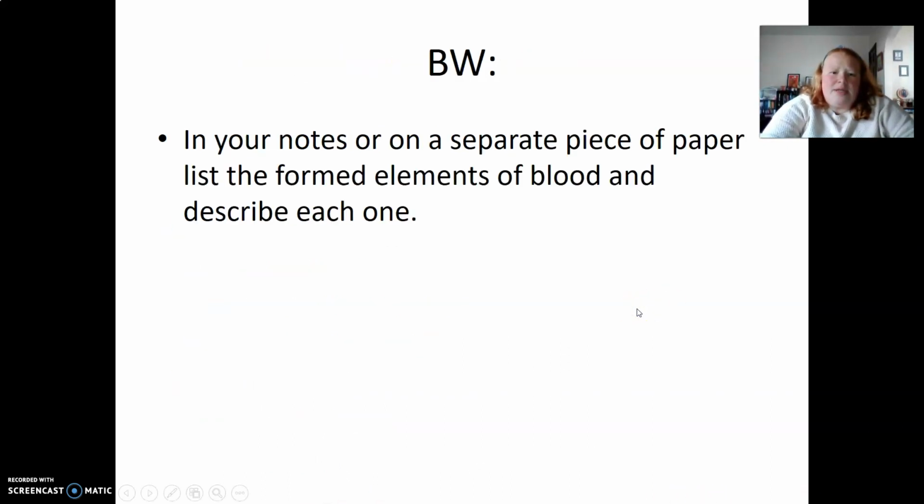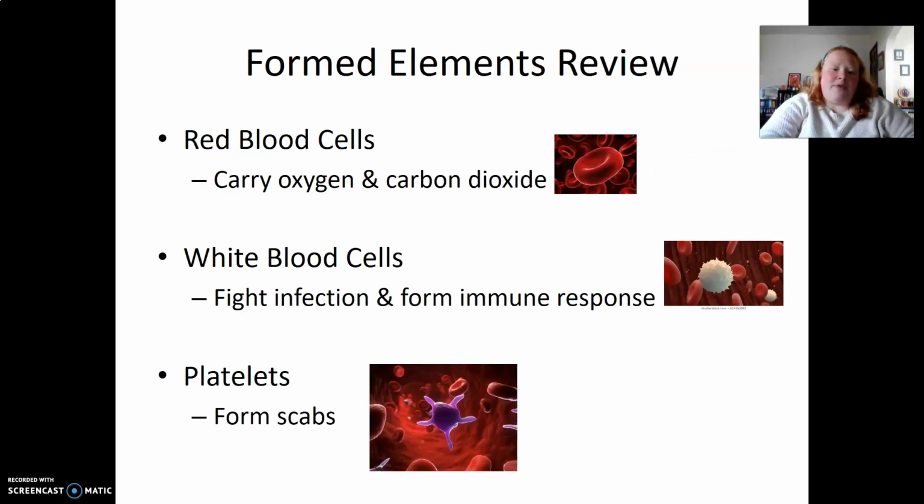So, speaking of Bellwork, your Bellwork today was to, in your notes or on a separate piece of paper, list the formed elements of blood and describe each one. You should have come up with 3. Those 3 are red blood cells, which carry oxygen, CO2, and other things throughout your body, so they can transport hormones as well.